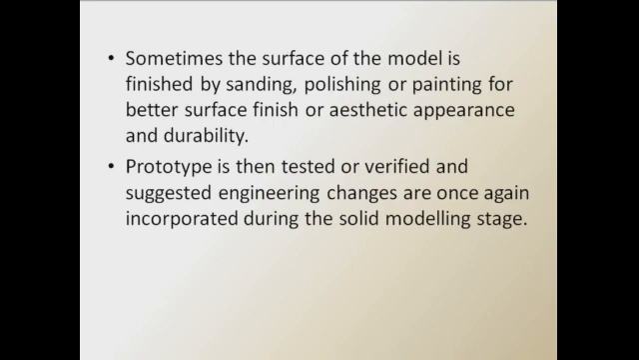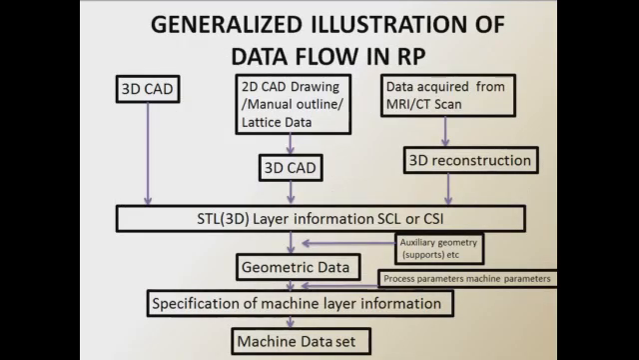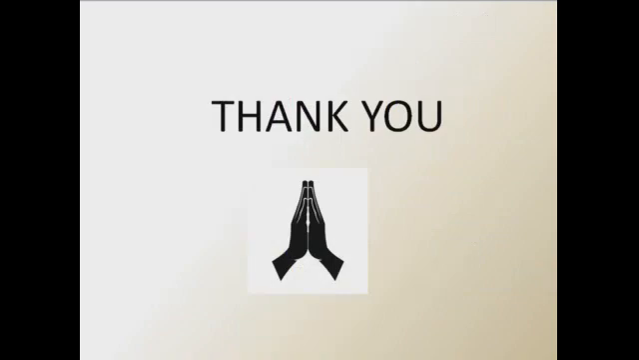The prototype is finally tested, and suggested engineering changes are incorporated during the solid modeling stage. After building a prototype, they will test it against the original CAD model. Then they will make some improvements, and later develop the particular product. This is a generalized illustration of the data flow in rapid prototyping. All CAD drawings or any scanned data should be converted to STL format, because STL is universally accepted. The 3D CAD model is converted to STL format, and then given as machine data.